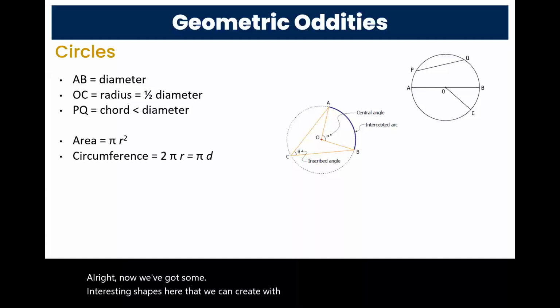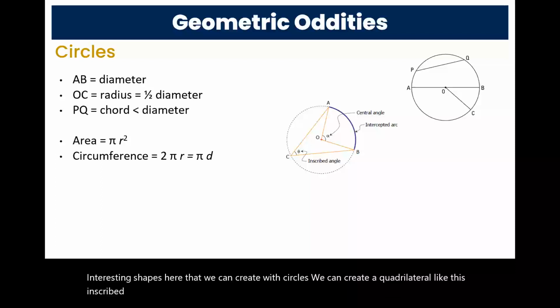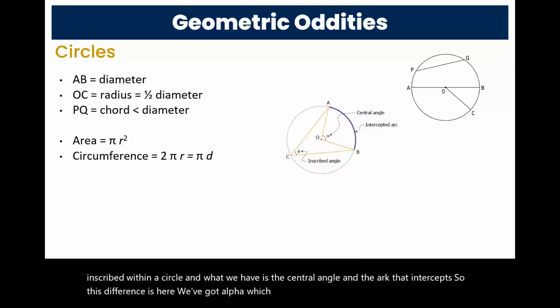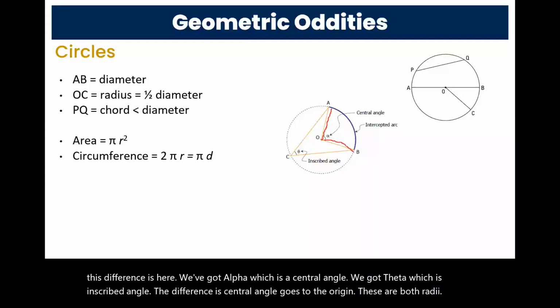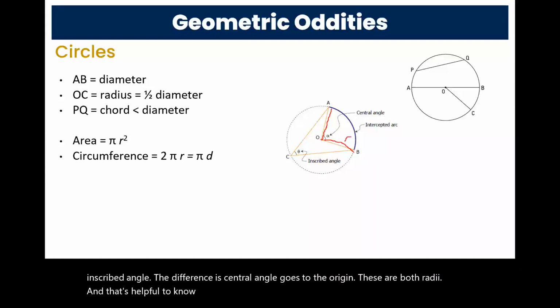We can create a quadrilateral like this inscribed within a circle. And what we have is the central angle and the arc that it intercepts. So the difference here: we've got alpha, which is the central angle, and theta, which is the inscribed angle. The difference is the central angle goes to the origin. These are both radii. And that's helpful to know because if I know the radius of my circle, then I know those two sides of my quadrilateral.